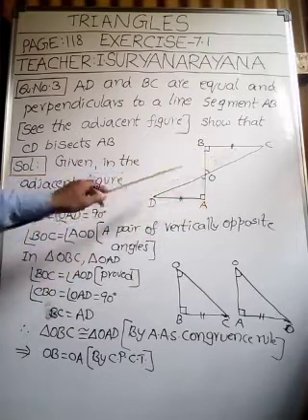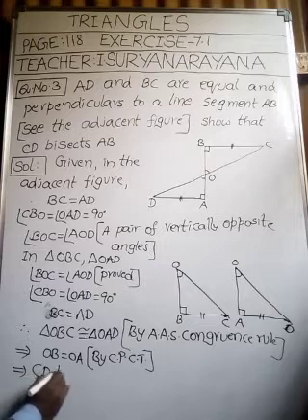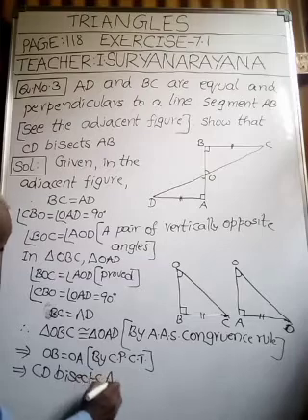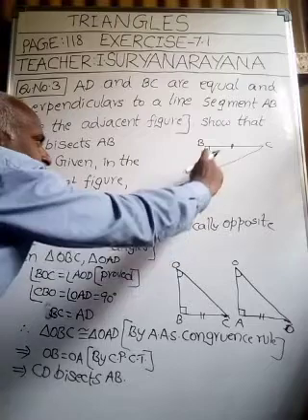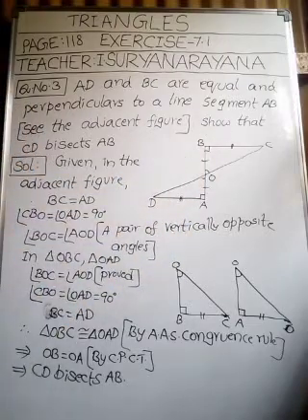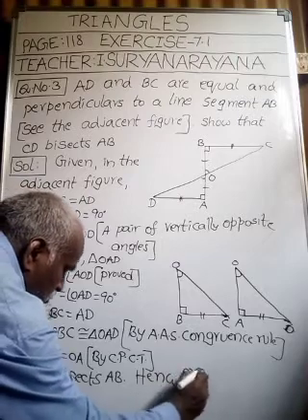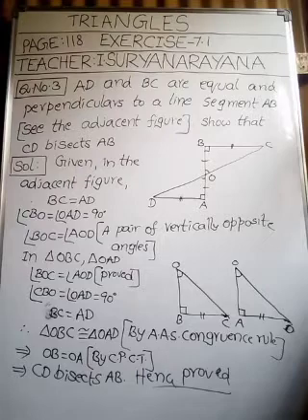Indirectly, this line CD is bisecting AB. Isn't it or not, my dear children? This implies CD bisects AB. These two lengths are equal, means this is the midpoint. CD is bisecting the line segment AB. Understood this point, my dear children? Then proved. Hence, understood, my dear children? Right.